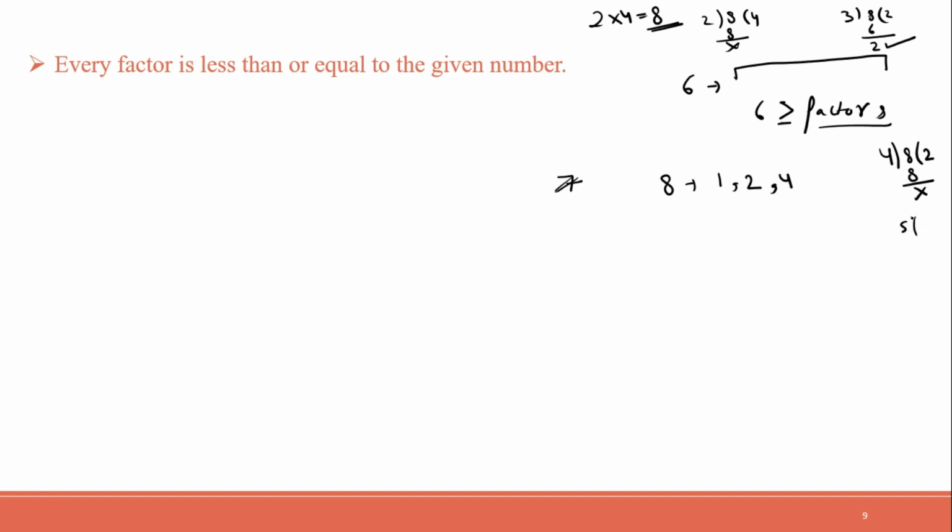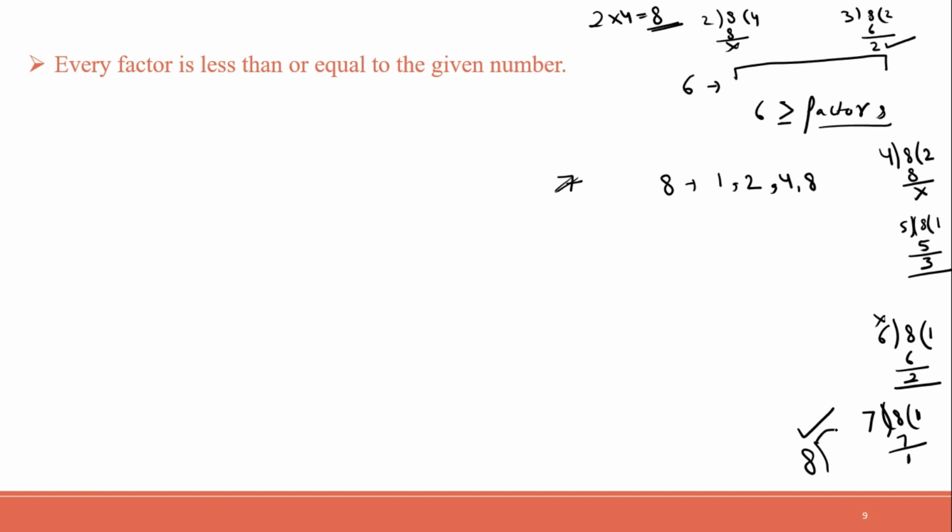Now 5 into 1, 5. We are left with 3. So it is not a factor. What about 6? 6 into 1, 6. 2 remainder. That means it is also not a factor. Then 7. 7 into 1, 7. The remainder is 1. So it is also not a factor. Now let's check for 8. 8 will definitely be a factor because 1 and the number itself will always be the factor of a number.